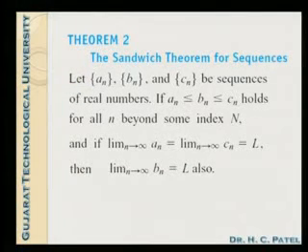Now this is a very famous theorem known as the Sandwich theorem for sequences. Here three sequences are given, a n, b n and c n, with the condition that a n less than or equal to b n less than or equal to c n holds for all n beyond some index N, and also the condition that limit n tends to infinity a n is equal to limit n tends to infinity c n is equal to L. Both limits exist and are equal. In this case, we claim that limit n tends to infinity b n is equal to L. Next.